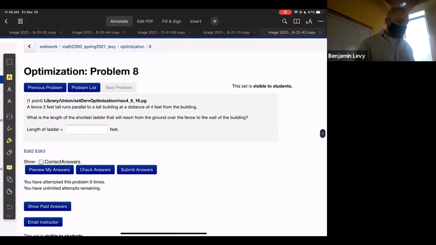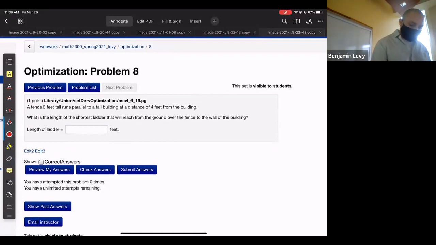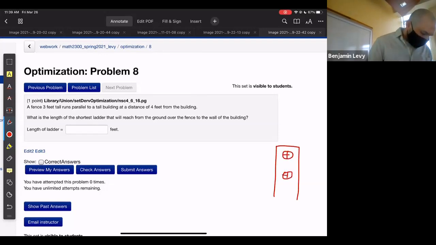And this is one that a picture would be really, really helpful for. So a fence, which is 3 feet tall, runs parallel to a building 4 feet away from the building. Let's draw that picture first. So we've got a building. I'm going to draw the picture down here, and then I'm probably going to go over to another page. So we've got some building, and it's parallel to a fence that's 6 feet tall. This is my fence. And it says it's 4 feet from the building.